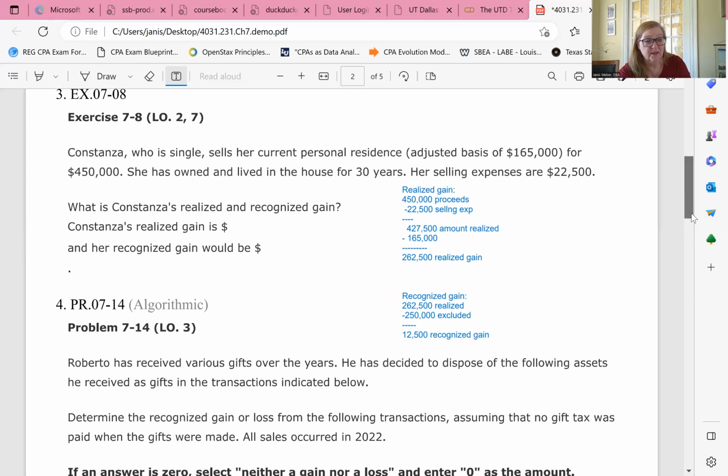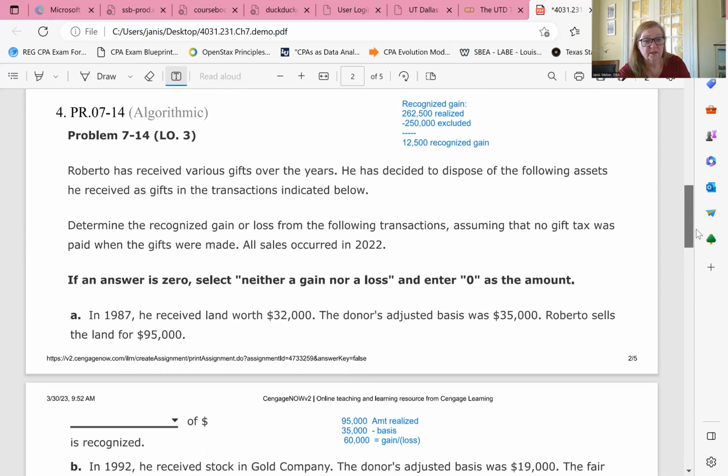And then the last one we'll do on this chapter is problem 714. This is Roberto has received various gifts over the years. He decided to dispose of the following assets he received as gifts in the transactions indicated below. Determine the recognized gain or loss from the following transactions, assuming no gift tax was paid when the gifts were made.